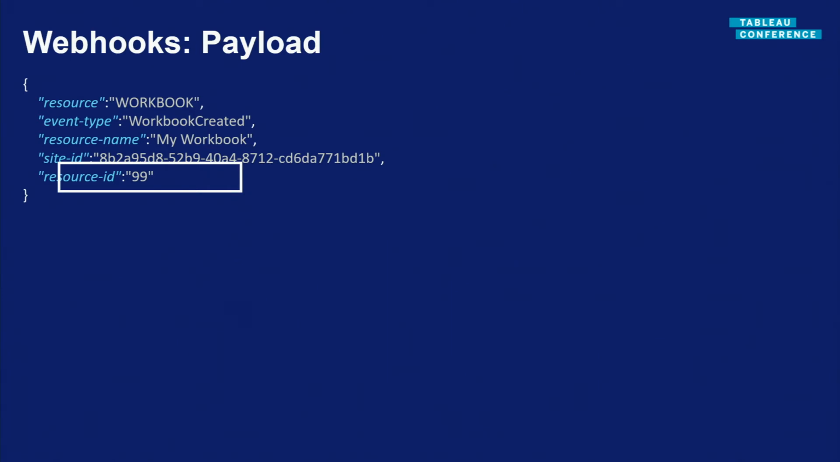Remember what I said about this being an experimental API? This is actually a bug currently in webhooks. This should be the workbook UUID because that's what we use when we access resources in our API. We use the workbook UUID. So this number 99 here isn't particularly useful to us. A subsequent bug fix will fix that so we actually get the object ID instead of the resource ID.